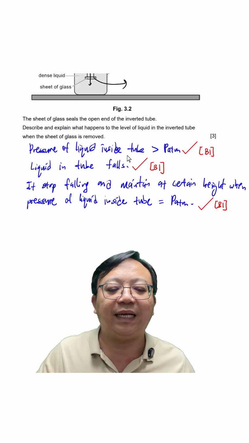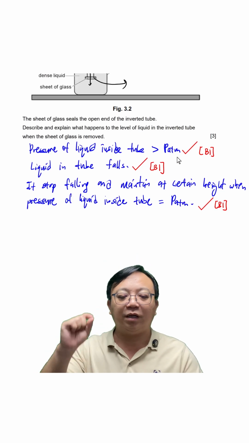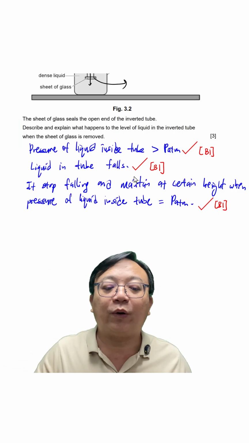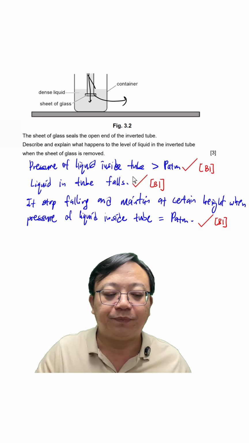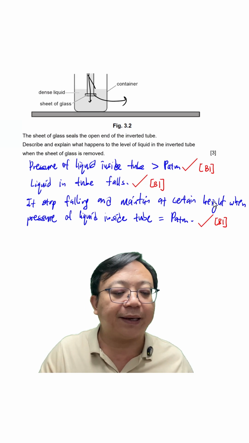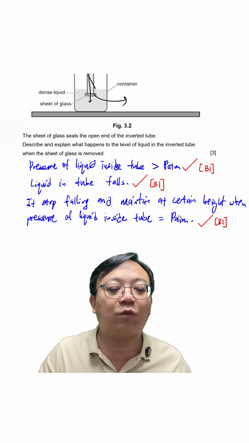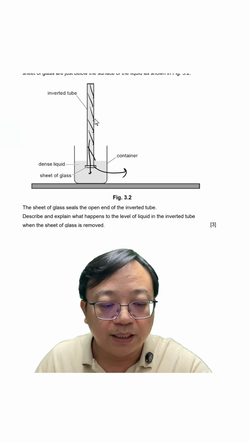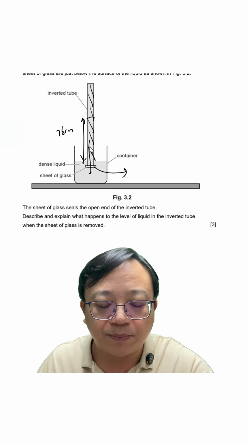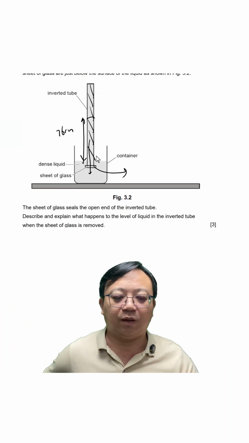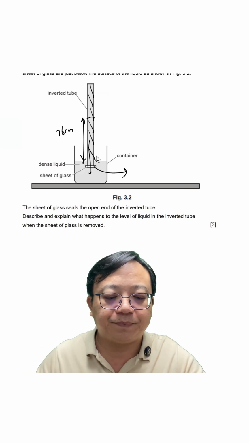So you say pressure of the liquid inside the tube is greater than atmospheric pressure. You get 1 mark. Next, you need to say liquid in the tube falls. 2nd mark. After that, it stops falling and maintains a certain height when pressure of the liquid inside tube equals atmospheric pressure. So remember, if this is mercury, it will stop at around 76 cm, right? Correct, because 76 cm of mercury represents atmospheric pressure. That's the reason. All right. Okay.